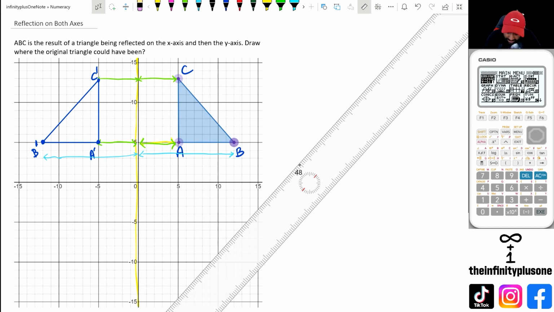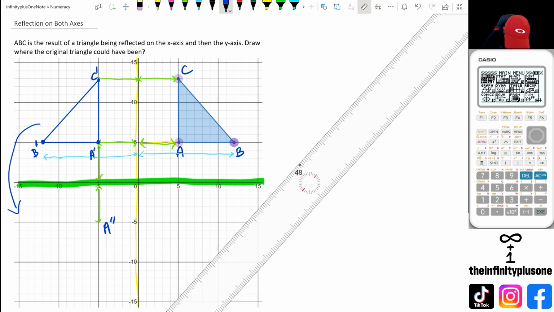All right, so what I need to now do is reflect this triangle down here along the x-axis. Now the x-axis is this one right here, and I'm going to have to repeat the process again. Now I'm going to look at A dash. A dash is about 5 units away from the x-axis, which means it's also going to be 5 units away from the x-axis on the other side. This time I'm going to call it A double dash.